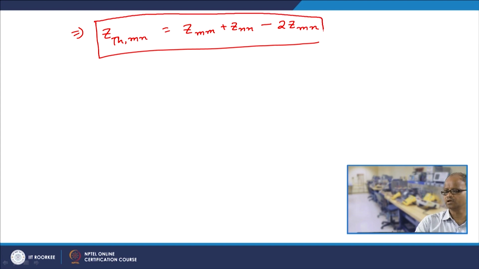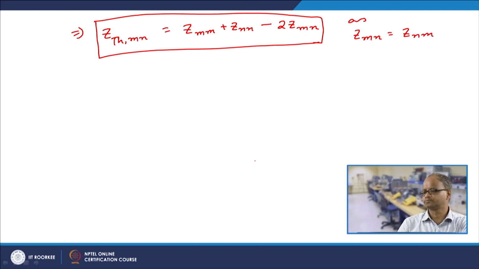So, you can find out that once we know the bus admittance matrix of a system, we will simply take the inverse, find the bus impedance matrix, and from its elements we can readily calculate the Thevenin equivalent impedance of the entire power grid as perceived from bus M and N. Of course, here we have written down this particular expression due to the fact that Z M N is equal to Z N M, and this is because my bus impedance matrix is basically a symmetric matrix.